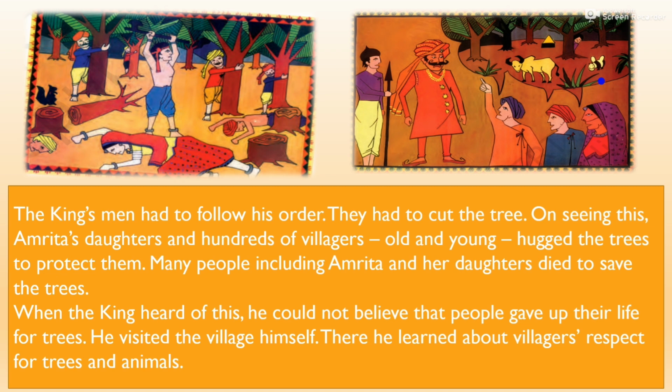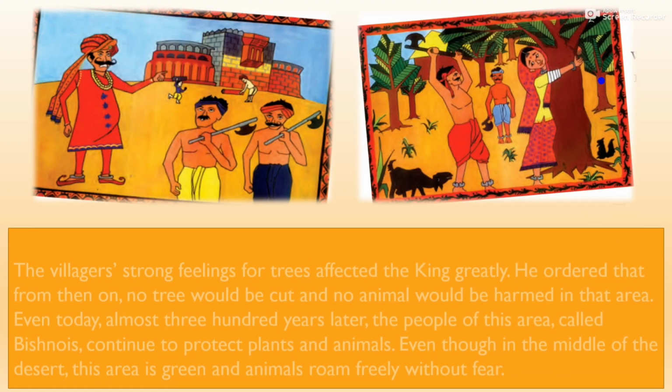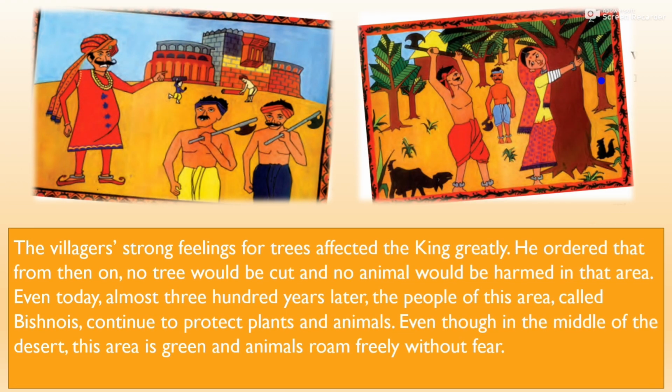He talked with the villagers, those who were living there, those who had not died. The king talked with them about what had happened, what the incident was, and how they sacrificed their lives, including Amrita, some of the villagers, and Amrita's daughters also. So after that, what happens? The villagers' strong feelings for trees affected the king greatly. He ordered that from then on, no tree would be cut and no animal would be harmed in that area.